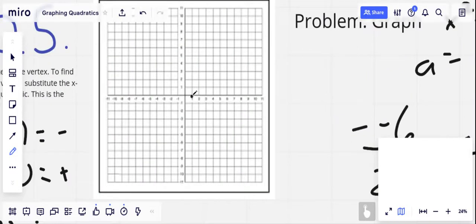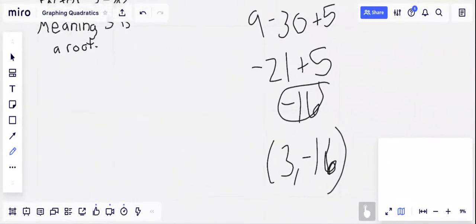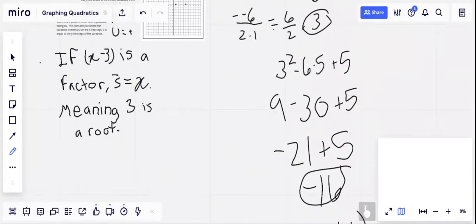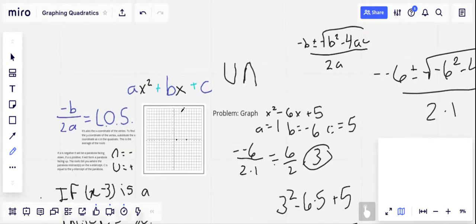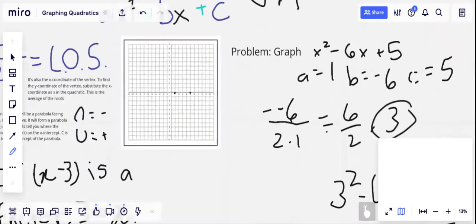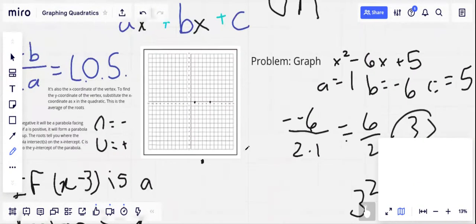So 1 comma 0 is right here, 5 comma 0 is right here, and let's graph our vertex too. We found that by doing the minus b over 2a to find the x coordinate first, and then plugging it into x squared minus 6x plus 5 to find the y coordinate, and thus the entire vertex. So 3 comma -4 is somewhere around here.